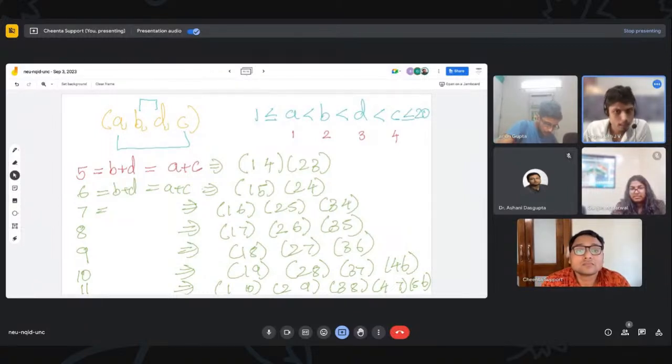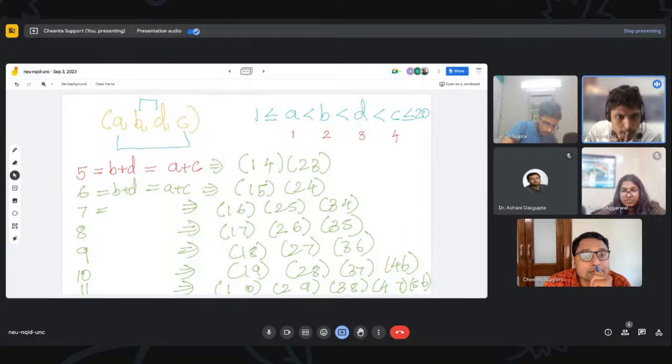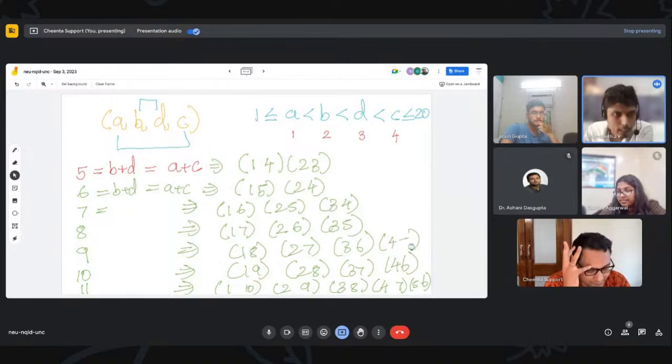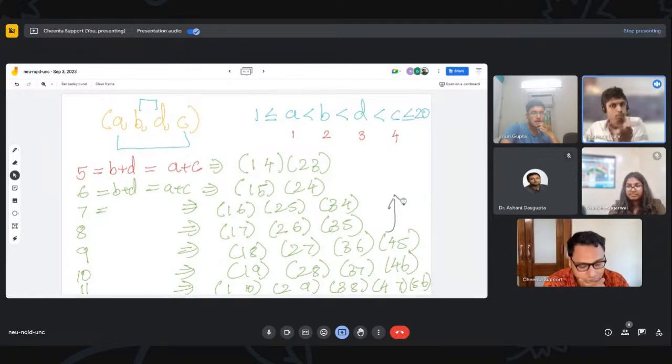Okay. So 2 9, 3 8. I think I missed something. Oh, right, 4 5. Yeah. 9 also comes with 4 5. So the pattern here is that, say if you take 9, the A plus C is 9, B plus D is 9.